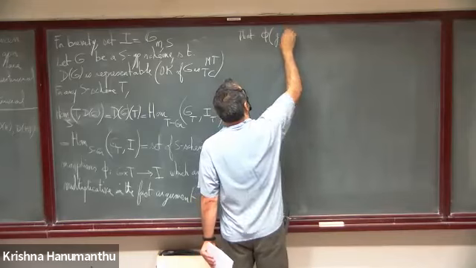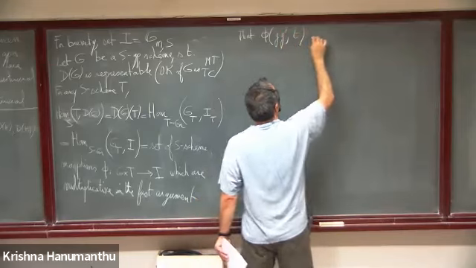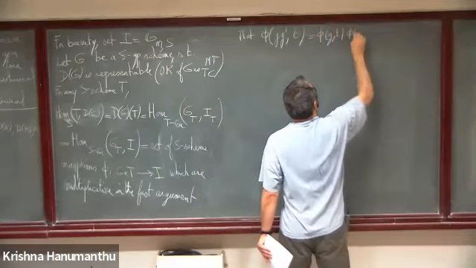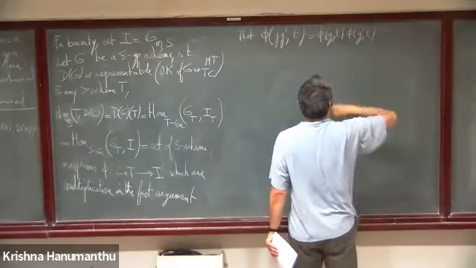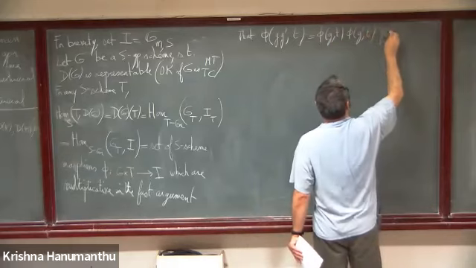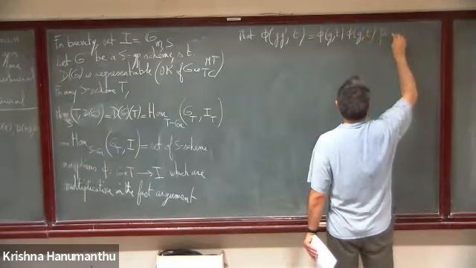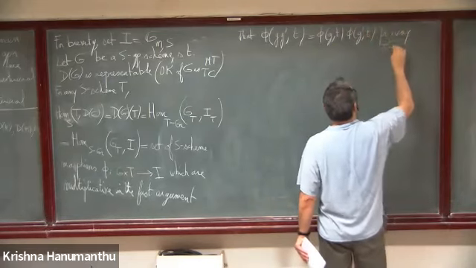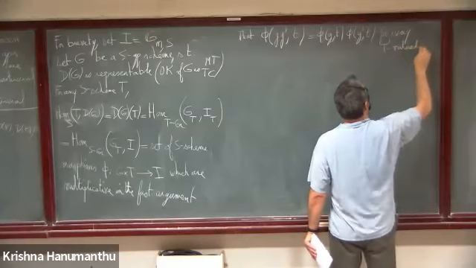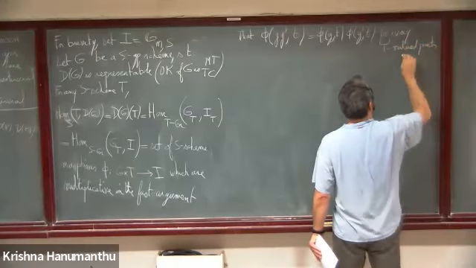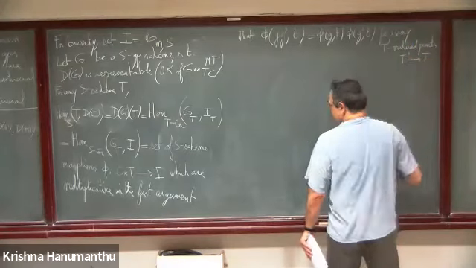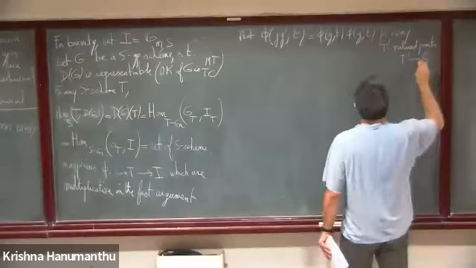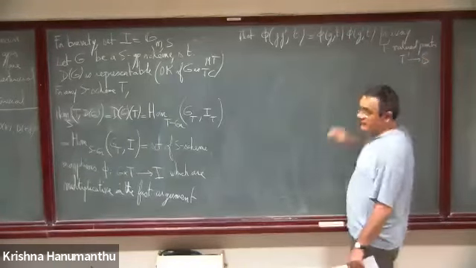That is, phi of g g prime, t is equal to phi of g, t times phi of g prime, t for every t prime points and any scheme T over S. Okay, so these are morphisms which have this property.